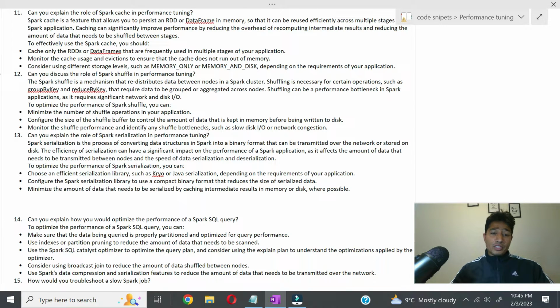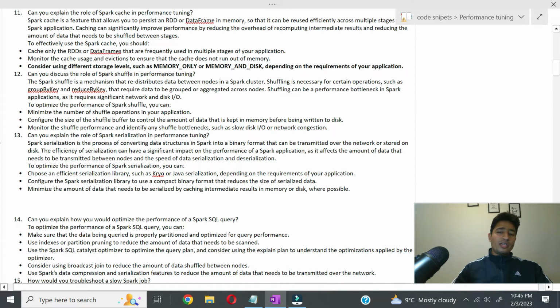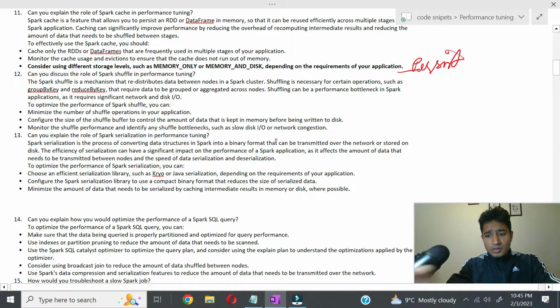To efficiently use Spark cache, what we should do? We should be caching only the RDDs and data frames that are frequently used in multiple stages of your application. So you should not be caching everything because obviously you have limited memory, right? Monitor the cache usage and eviction to ensure that the cache does not run out of memory. Consider using different storage levels such as memory only, memory and disk, depending on the requirement of the application. So this is important. If you tell this part, it might look like you know a lot of stuff, right? So memory only, memory and disk only. These are a few options, and this is related to persist, right?